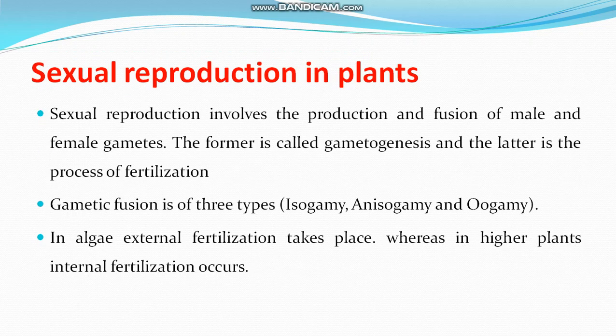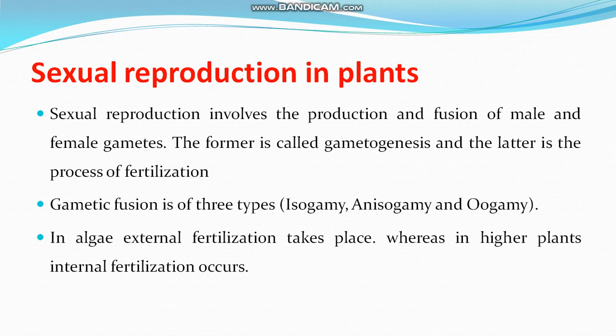Okay, let's now discuss the second type of reproduction, known as sexual reproduction in flowering plants. Sexual reproduction involves production and fusion of the male and female gametes. The former is called gametogenesis and the latter is the process of fertilization. Asexual reproduction involves one parent, but sexual reproduction involves two parents, I mean a male parent and a female parent.